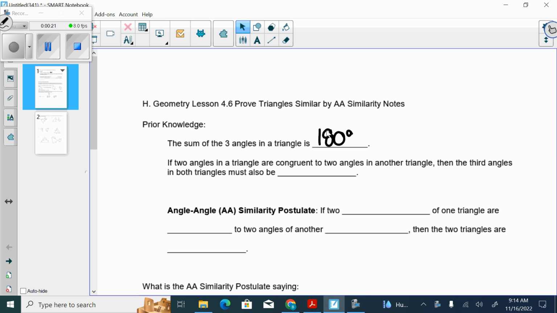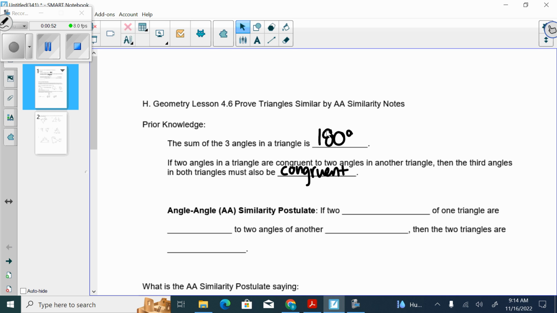And if two angles in a triangle are congruent to two angles in another triangle, then the third angles in those triangles must also be what? Congruent. Good. In other words, if we know two of the angles, we can always find the third. And if the other two are the same in our triangles, then the third is going to have to be the same too, right? If they have to add up to 180, that's just how it works out.